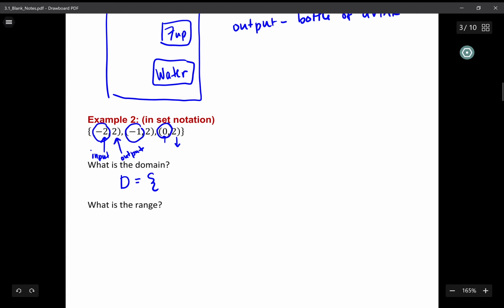So those are my inputs, -2, -1, and 0. And I'm putting them in set notation, which is just a way of listing items in no particular order. Now the range is your set of outputs. So what is my range in this example?